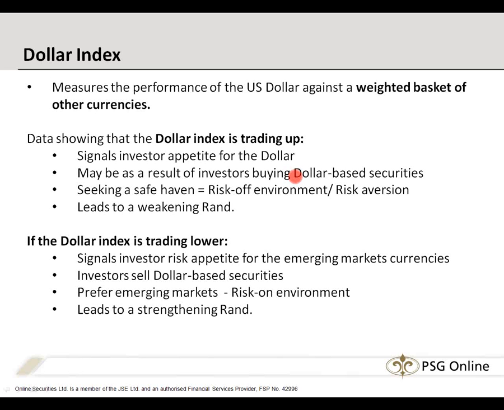Obviously, there are more. One of the things I always find interesting is to look at a thing called the dollar index. This measures the performance of the US dollar relative to a basket of other currencies. So again, you have these two scenarios. If that data shows that the dollar index is trading up, the trend is up, that's basically signaling that investors are increasing their appetite for the dollar. If they're increasing the appetite for the dollar, it means they're selling off emerging currencies. Just think of the opposite. This may be a result of them buying dollar-based securities, be it the bonds or the shares. So money is being repatriated. They are seeking a safe haven. This is a risk-off environment. Remember, risk aversion. You see the dollar index going up.